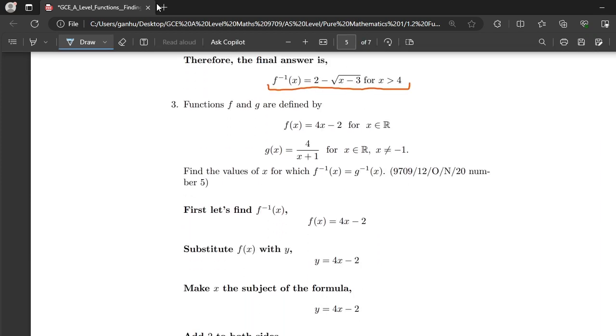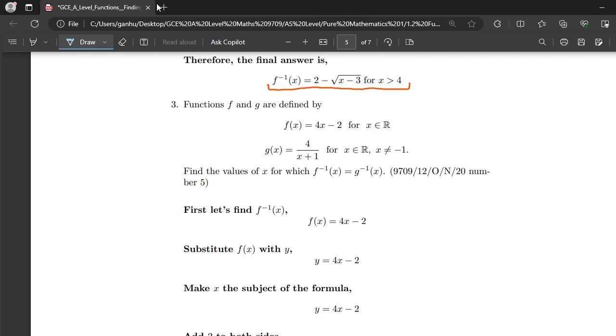Functions f and g are defined by f of x is equal to 4x minus 2 for x is an element of all real values, and g of x is equal to 4 over x plus 1 for x is an element of all real values and x is not equal to negative 1. Find the values of x for which f inverse of x is equal to g inverse of x.